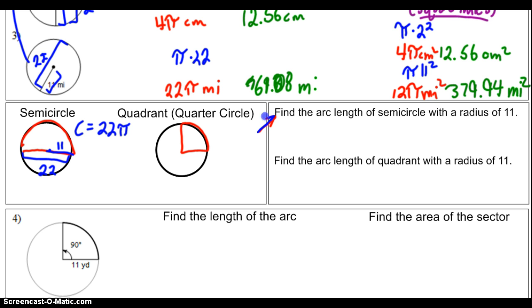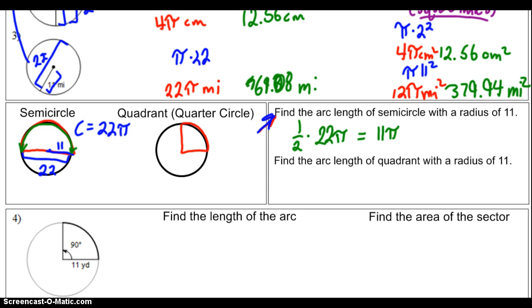But let's come back to this question. Let's say I just wanted half of that circle, right? I wouldn't want 22 pi. I just want to know the distance from here to here, half that circle. Well, it would make sense that it was 11 pi. I would take the regular circumference, 22 pi, and multiply it by half. Half of 22 is 11, or 11 pi.